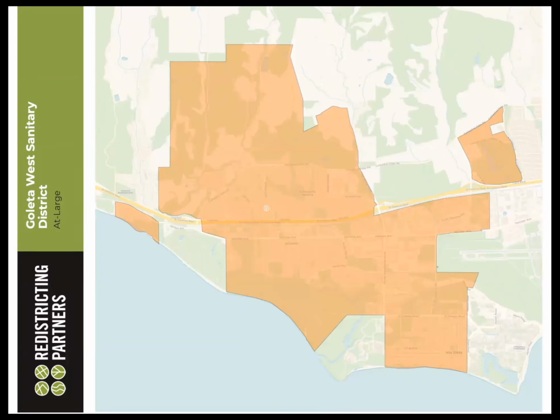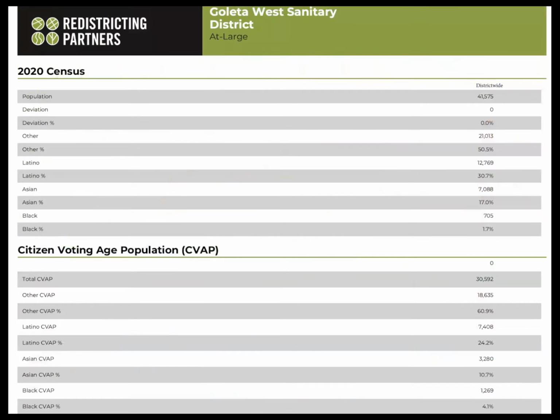And then now let's get into the census data. You'll see that the district is about 41,575 people. When you split that 5 ways, each district is going to have about 8,300 people. So that's the ideal size for each district.